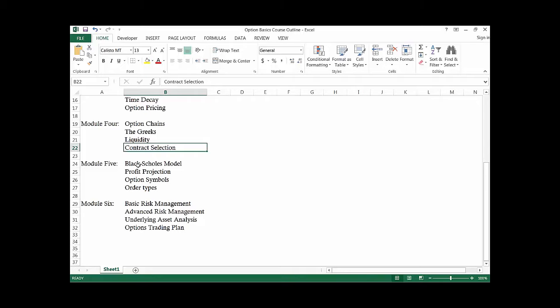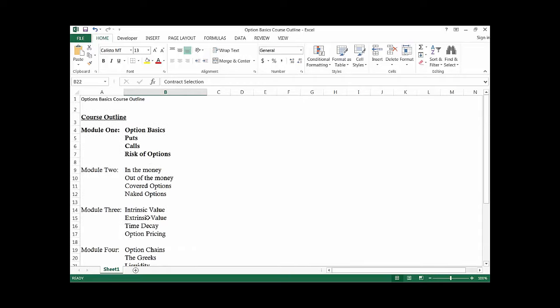Then we get into some more advanced stuff about option pricing, again, the Black-Scholes model, how to project profit and what the price of a contract will be in the future, how to interpret symbols, and different order types. Then we get into risk management, advanced risk management, underlying asset analysis, and an options trading plan. So that's a quick outline of the course.